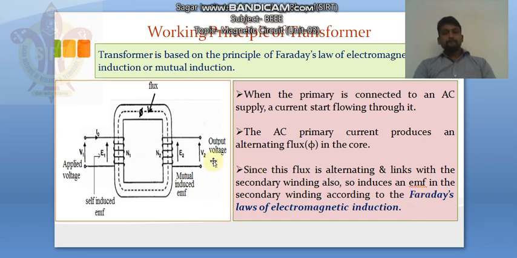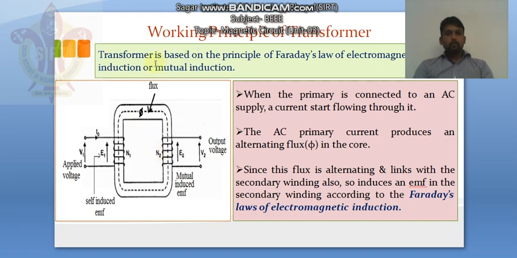Now let's see. Due to this V1 voltage, a flux flows in this primary coil, suppose it is phi1. Now this phi1 is linking with this core, so a flux of amount phi starts flowing in this core. Look here, that flux is phi. So in this coil flux is phi1, in this core flux phi is flowing.